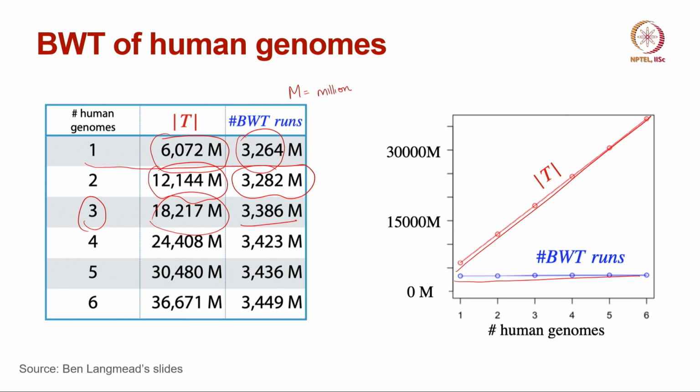Therefore, if you want to, let us say, index 10 or 20 human genomes, the Burrows-Wheeler transform is a very nice technique to compress the text. If you store it uncompressed, then the space utilization will grow linearly very fast, but if you use Burrows-Wheeler transform compression, then the space utilization will grow very slowly. So, this shows you an example of why the Burrows-Wheeler transform is powerful as a text compression technique.